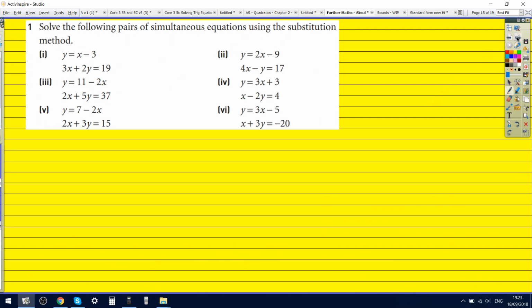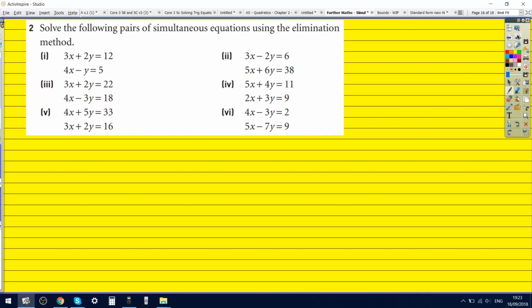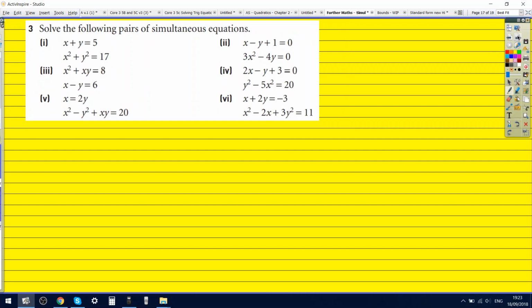So this is the substitution type. I think you're good there. This type, I think you're fine. This is the quadratic type, but that's just kind of pure quadratics. So I think you're going to be okay for 1. I think you're going to be okay there. Is there any of these you want to try?